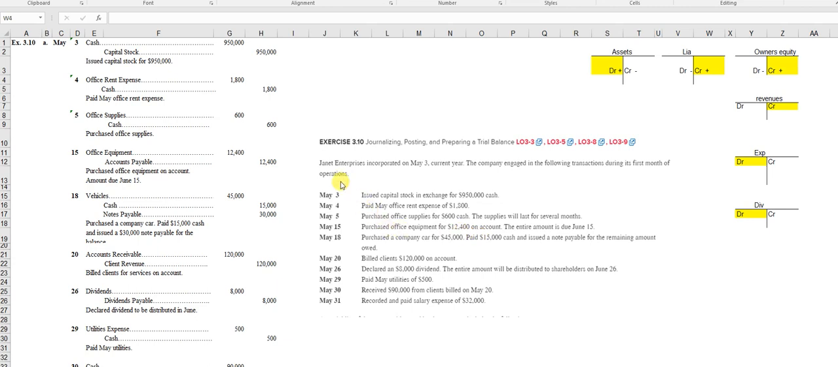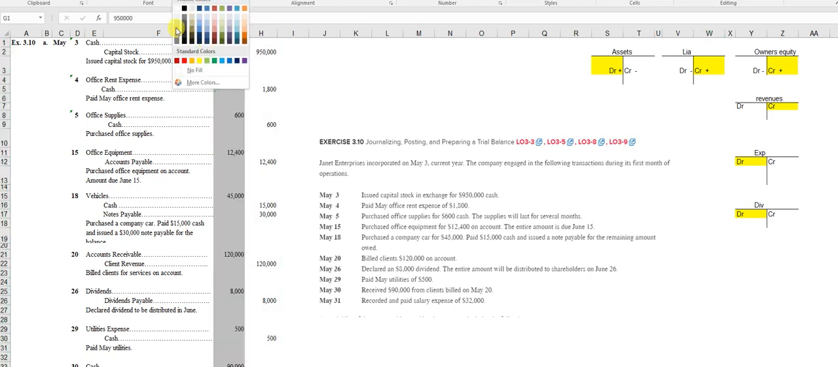A couple things that you need to know. Debits always come first. You will have a debit column and a credit column, so I will highlight my debit column here in gray. So those are my debits. This column H are my credits. Debits always come first.